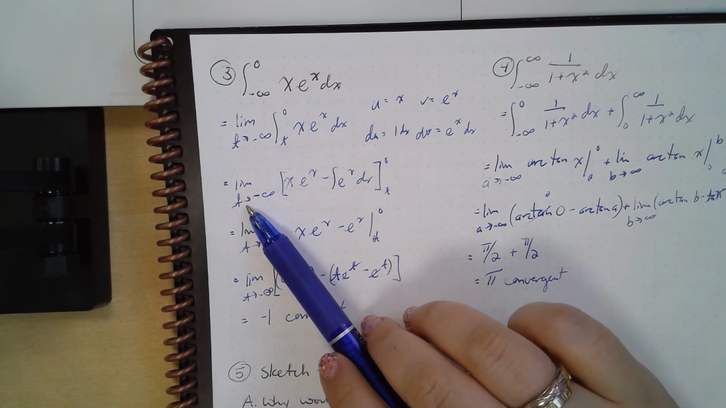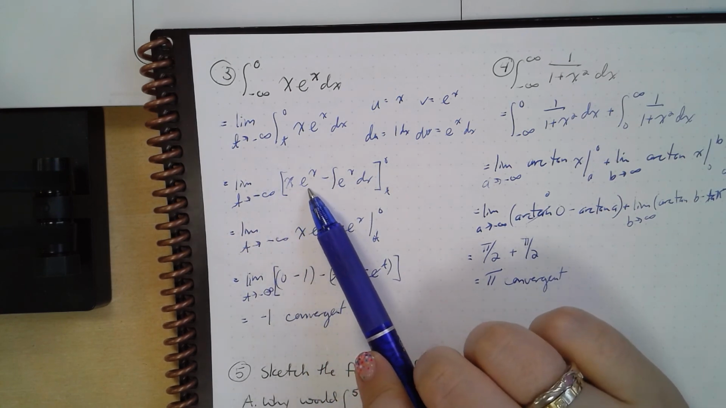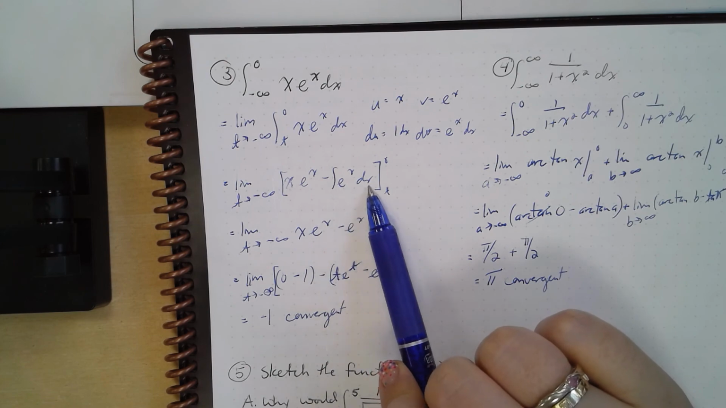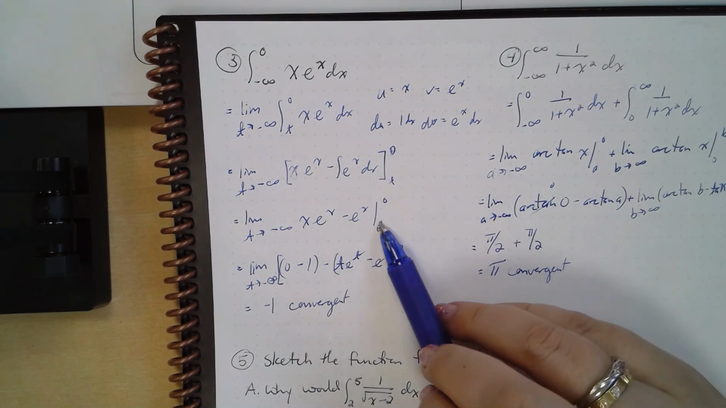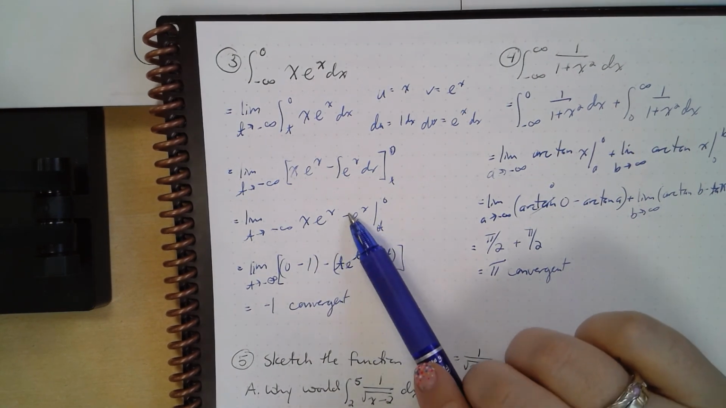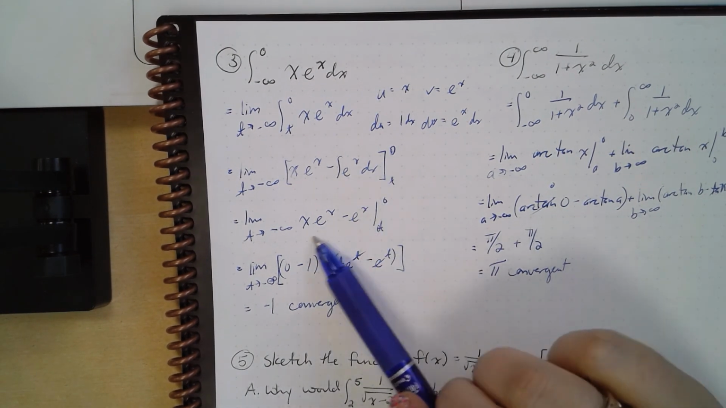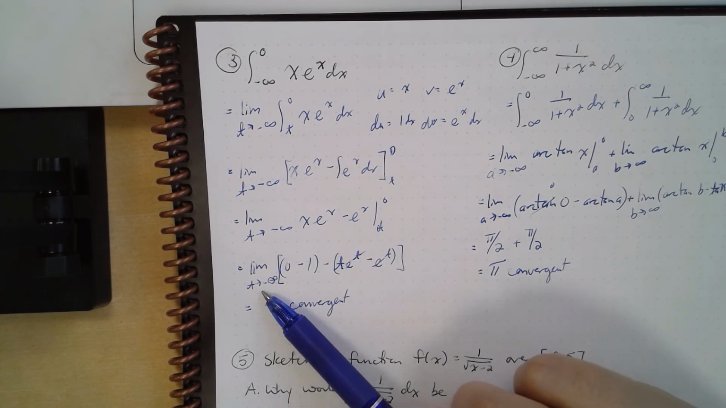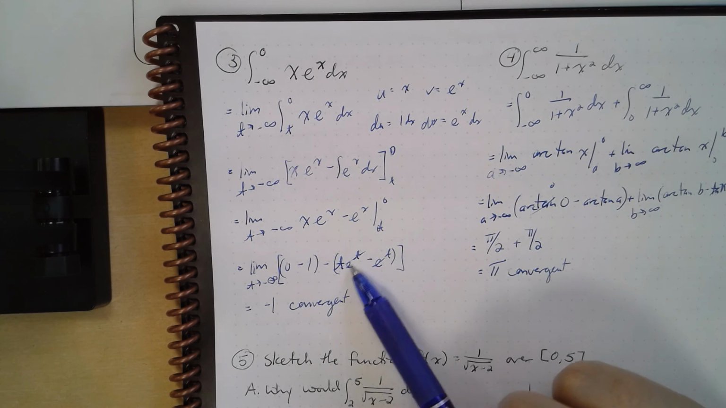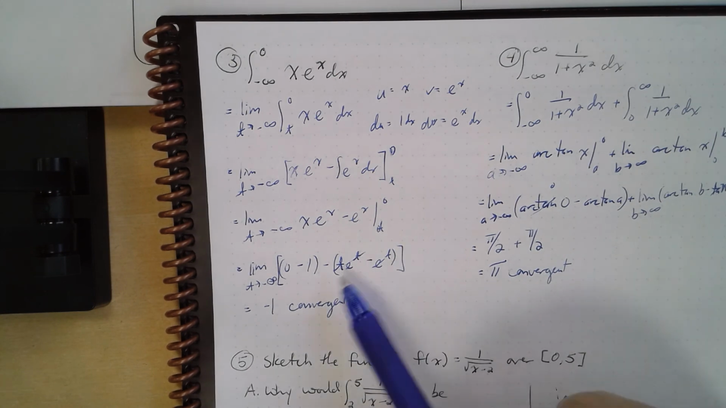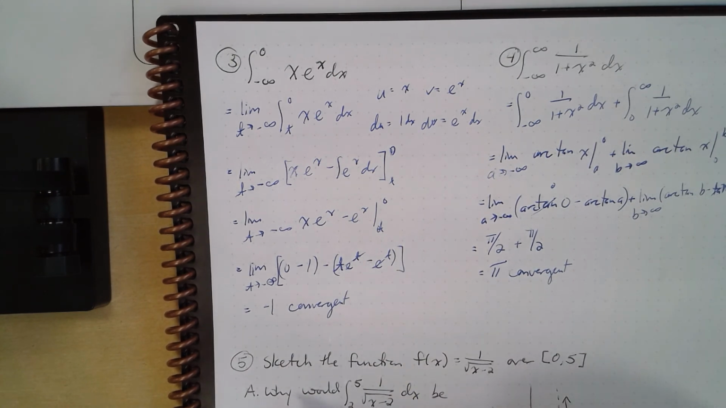So we have the limit as t approaches negative infinity of x e to the x minus e to the x dx. This is a 0 here. We evaluate this, or we still integrate that, so then we get this. We evaluate, we get 0 minus 1 minus, well, t, this here is going to become 0. This is negative 1, which is convergent.